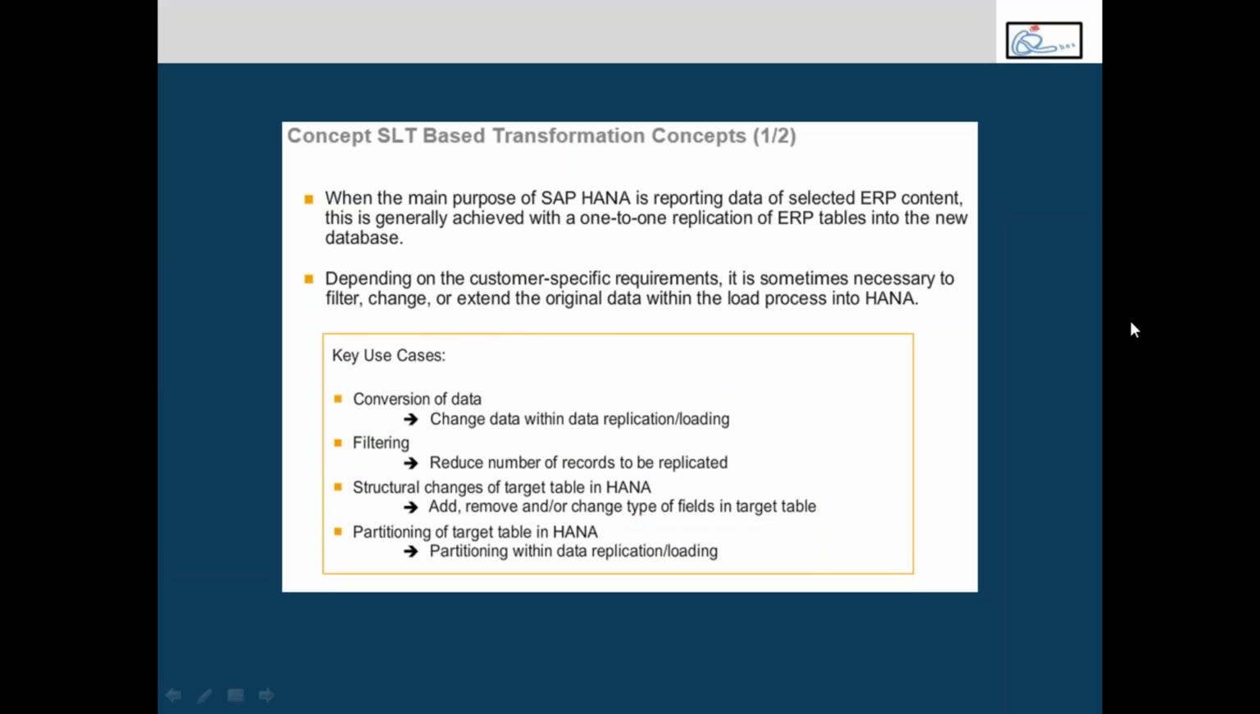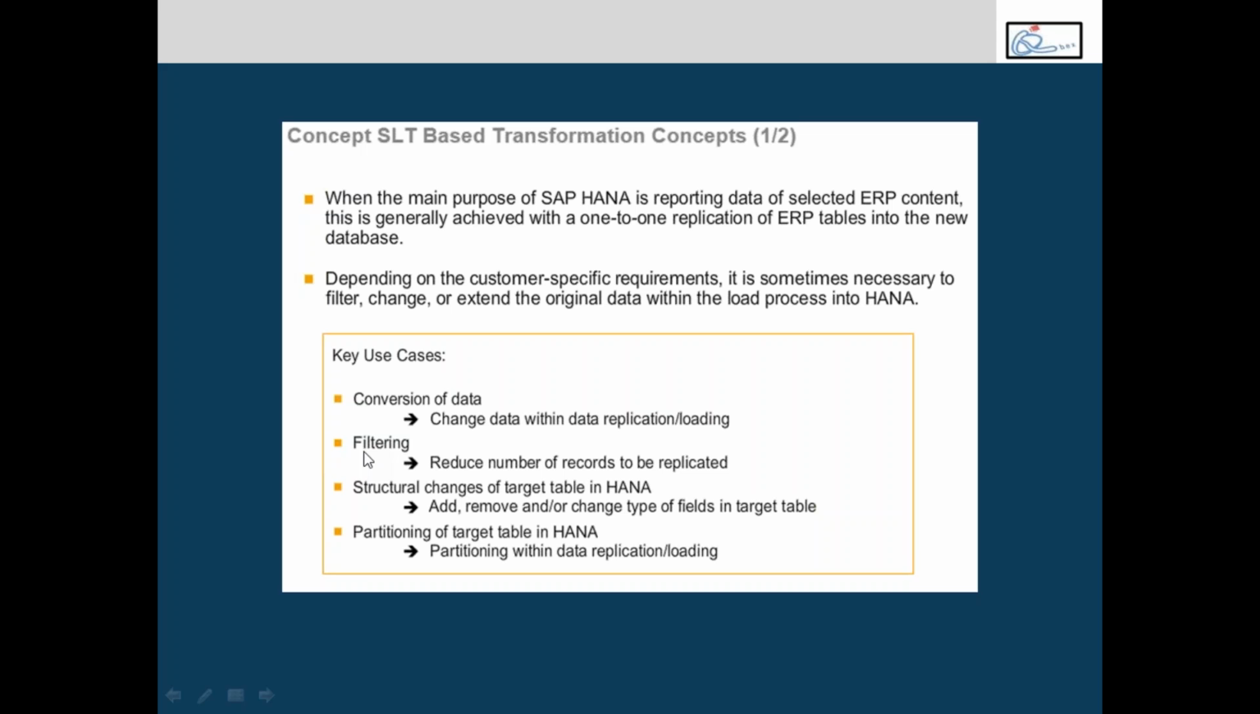By using SLT, how do we do the transformation? So we're trying to focus on conversion of data. Let's say you're extracting data from some source into HANA through SLT, and there is some column where we are not happy with the values. You would like to transform that. Then I can do that through the transformations concept of SLT.